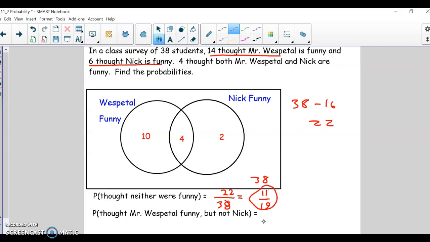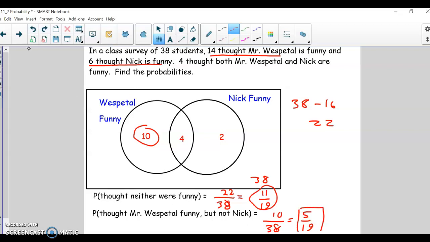And then those that thought I was funny but not Nick, so there's 38 total still. The bottom's the same. And then thought I was funny but not Nick. That's the ones in my circle but not Nick. So that would be 10 out of 38, right? Or 5/19. Those would be the most astute students, the ones that realize that I'm funny but not Nick.